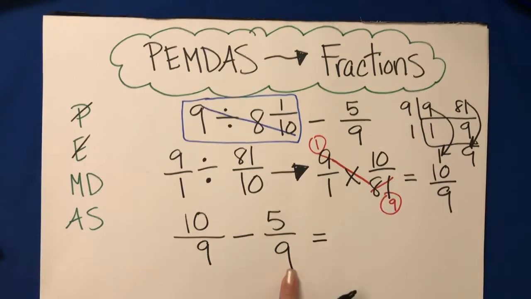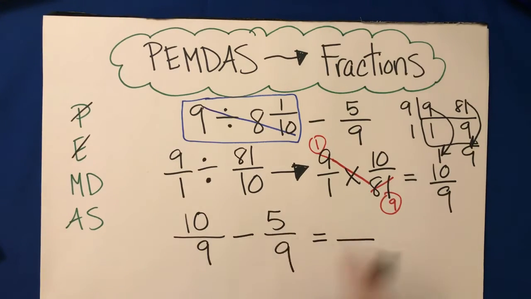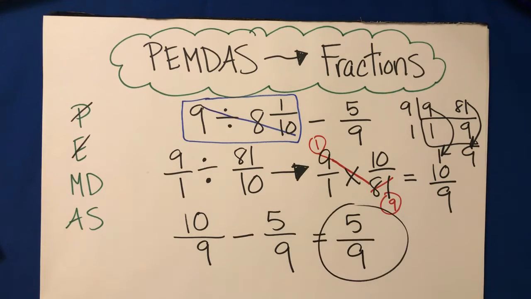Because the denominators are the same, we don't need to use the butterfly strategy right now. We can just go ahead and do the subtraction. So 10 minus 5 is 5, and then these are ninths, so that stays the same. Okay, great job, guys. So the final answer to this one is 5 ninths altogether.